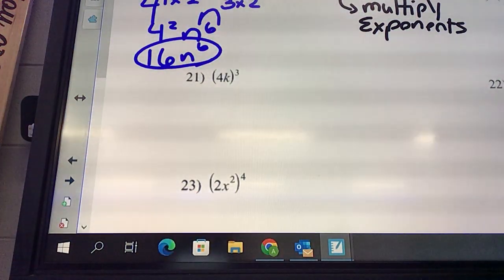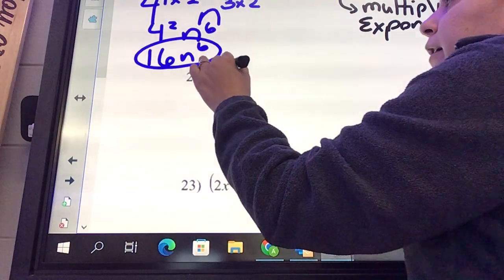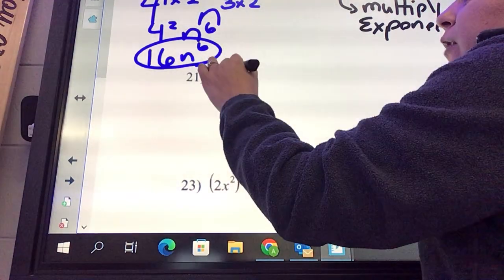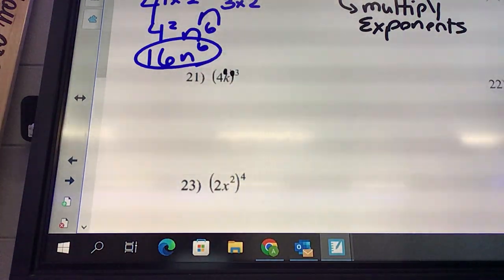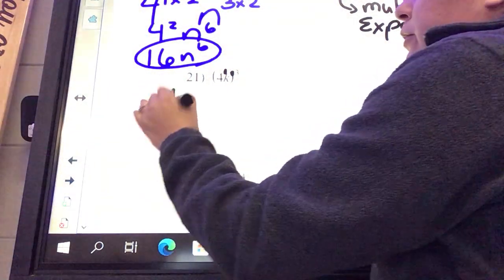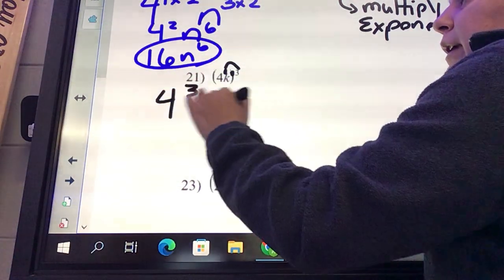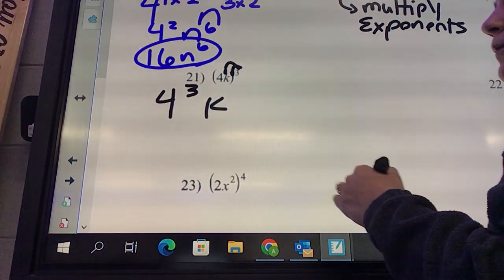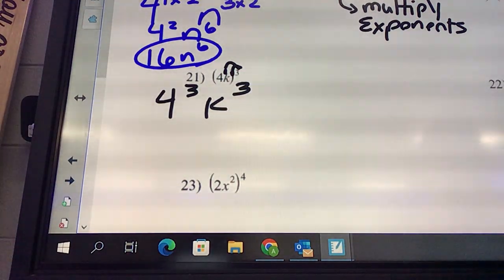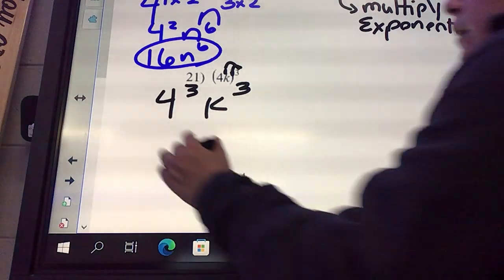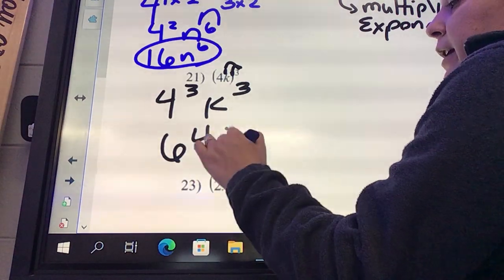Okay, so if I look at 21, I can put a 1 right here on the 4 and a 1 on the K. Okay, so here's the faster way. 4 to the, what is 3 times 1? 3. K to the 3 times 1? 3. Okay, and then you have to type in on your calculator 4 to the 3rd power. 64? 64K3.